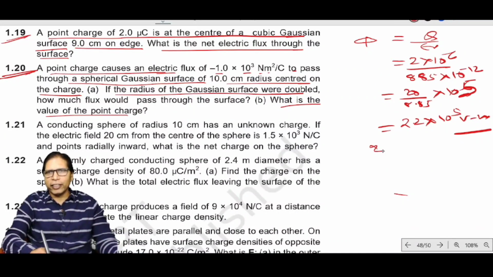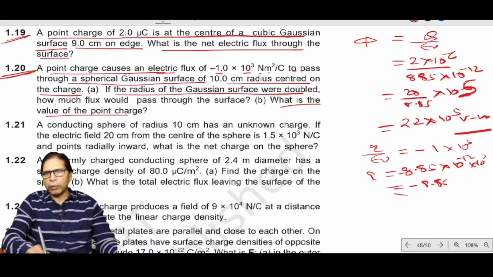So flux is the same. What is the value of the point charge? This is q by epsilon naught, equal to minus 1 into 10 to the power 3. So q equals minus 8.85 into 10 to the power minus 12 into 10 to the power 3, which is minus 8.85 into 10 to the power minus 9.